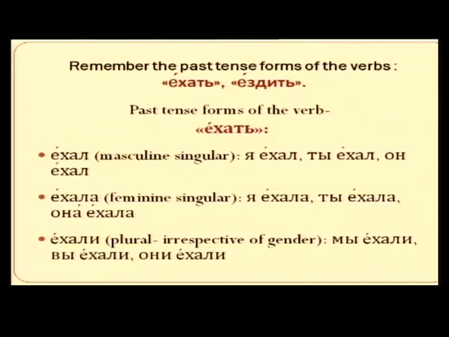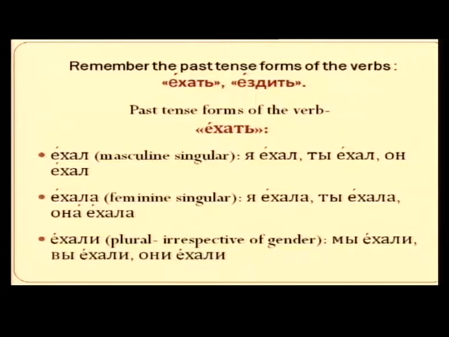But before that, let us pay attention to the usage of yekhach and yezdich in past tense. Remember, the past tense forms of the verbs yekhach and yezdich are used like we have used them with ichi and khajich. Whenever it is masculine singular, we use l, like ya yekhal, tu yekhal, on yekhal. If it is feminine singular, we use l plus a, yekhala, ya yekhala, tu yekhala, ana yekhala. Whenever it is plural, irrespective of gender, we use l and i, that is yekhali, mui yekhali, vi yekhali and oni yekhali.